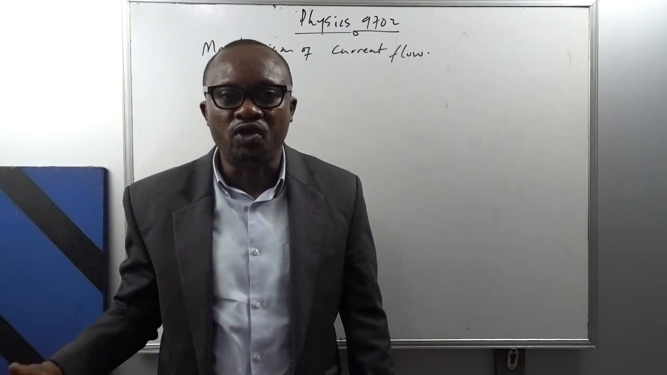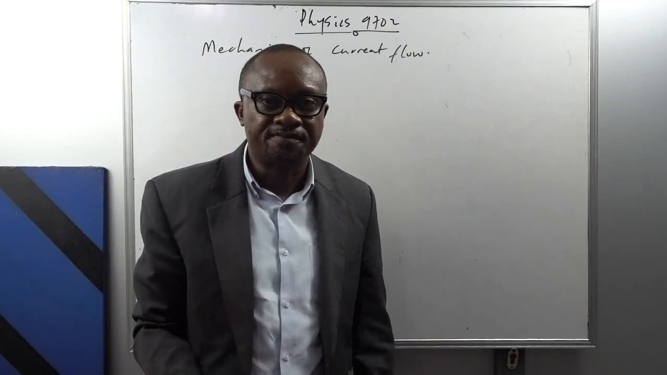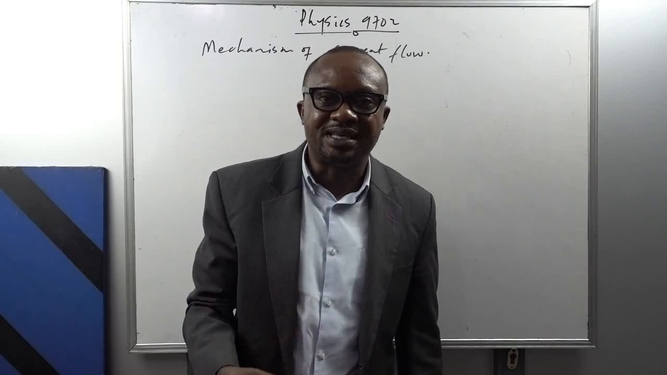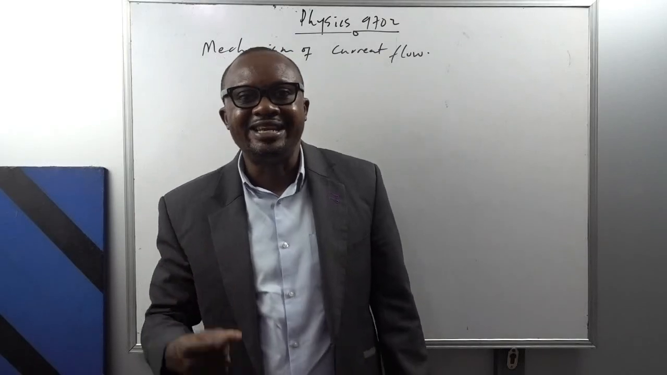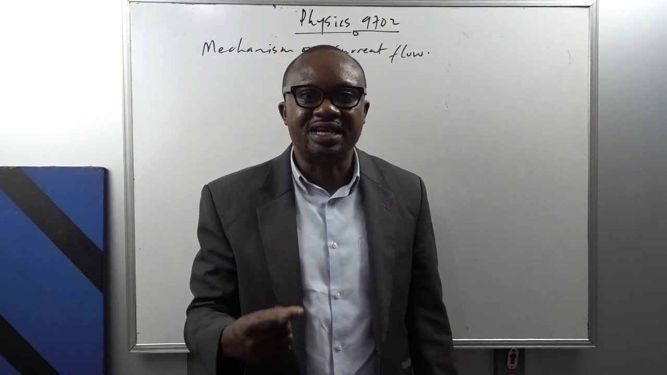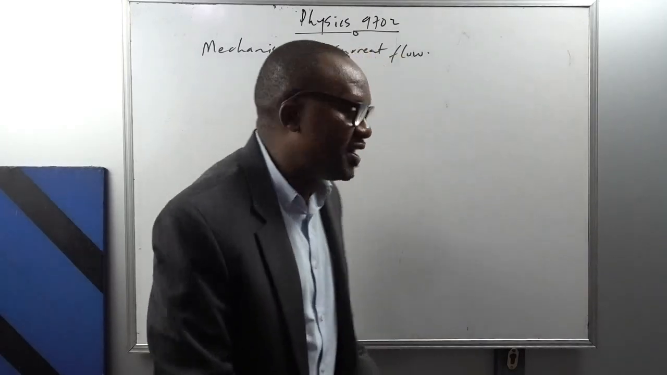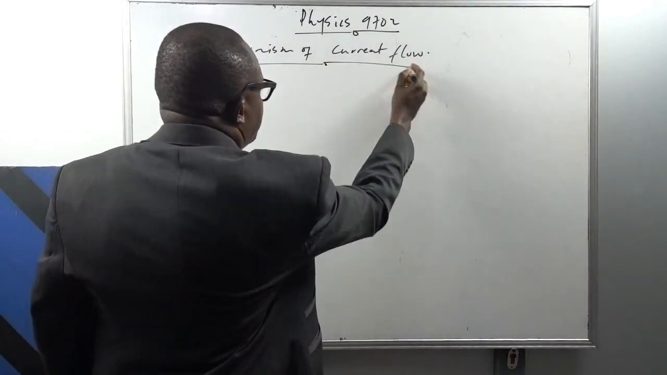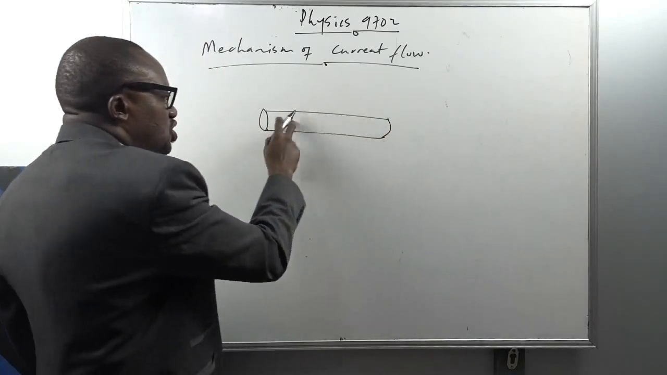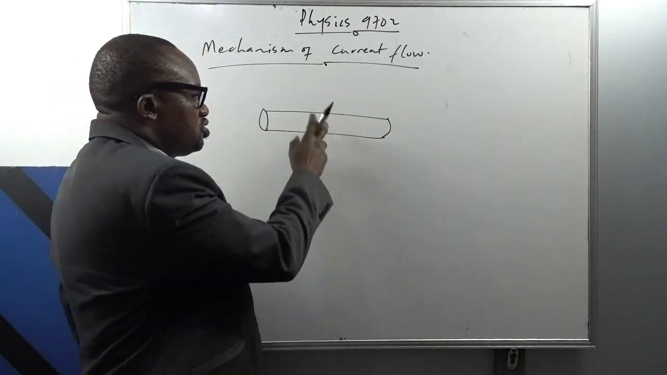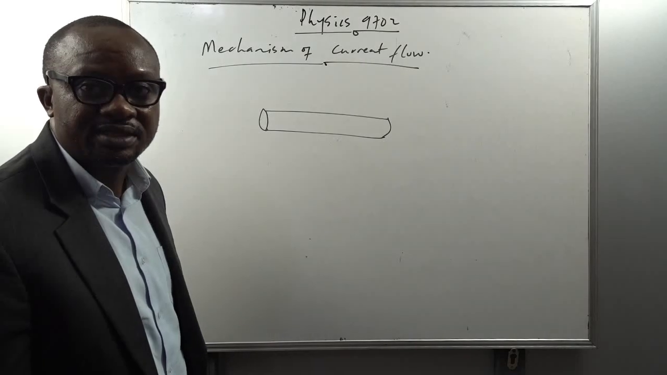So when we say that current is a flow of charge, is it all flow of charge that leads to current? For example, in a metal, the predominant charge carrier is the electrons. The predominant charge carrier in a metal, they are the what? Electrons. Now, if you have a wire like this, you have electrons in the wire moving, but does the movement of those electrons produce current?